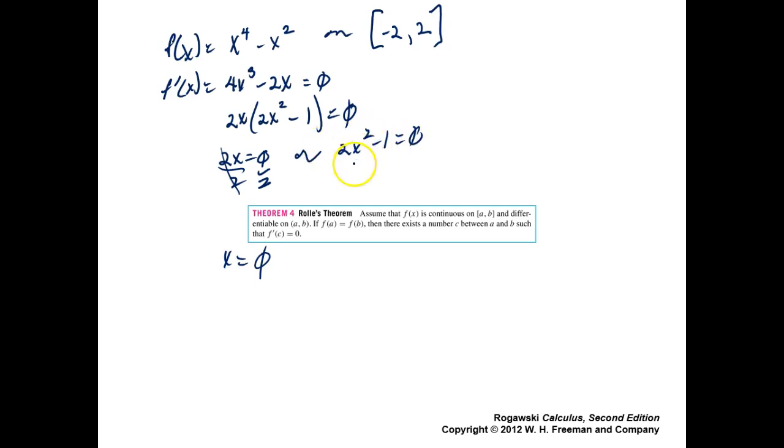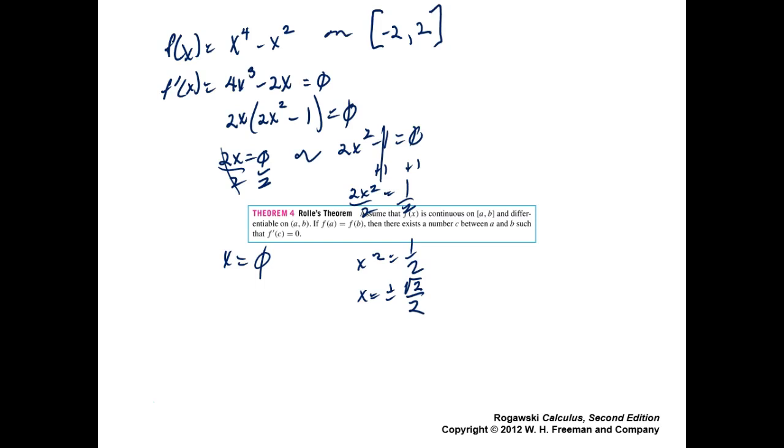Okay, over here, add 1 to both sides. Then divide by 1 half. x squared equals 1 half, so x is equal to plus or minus the square root of 1 half, which is 1 over root 2, which is square root of 2 over 2. Or negative square root of, whatever.